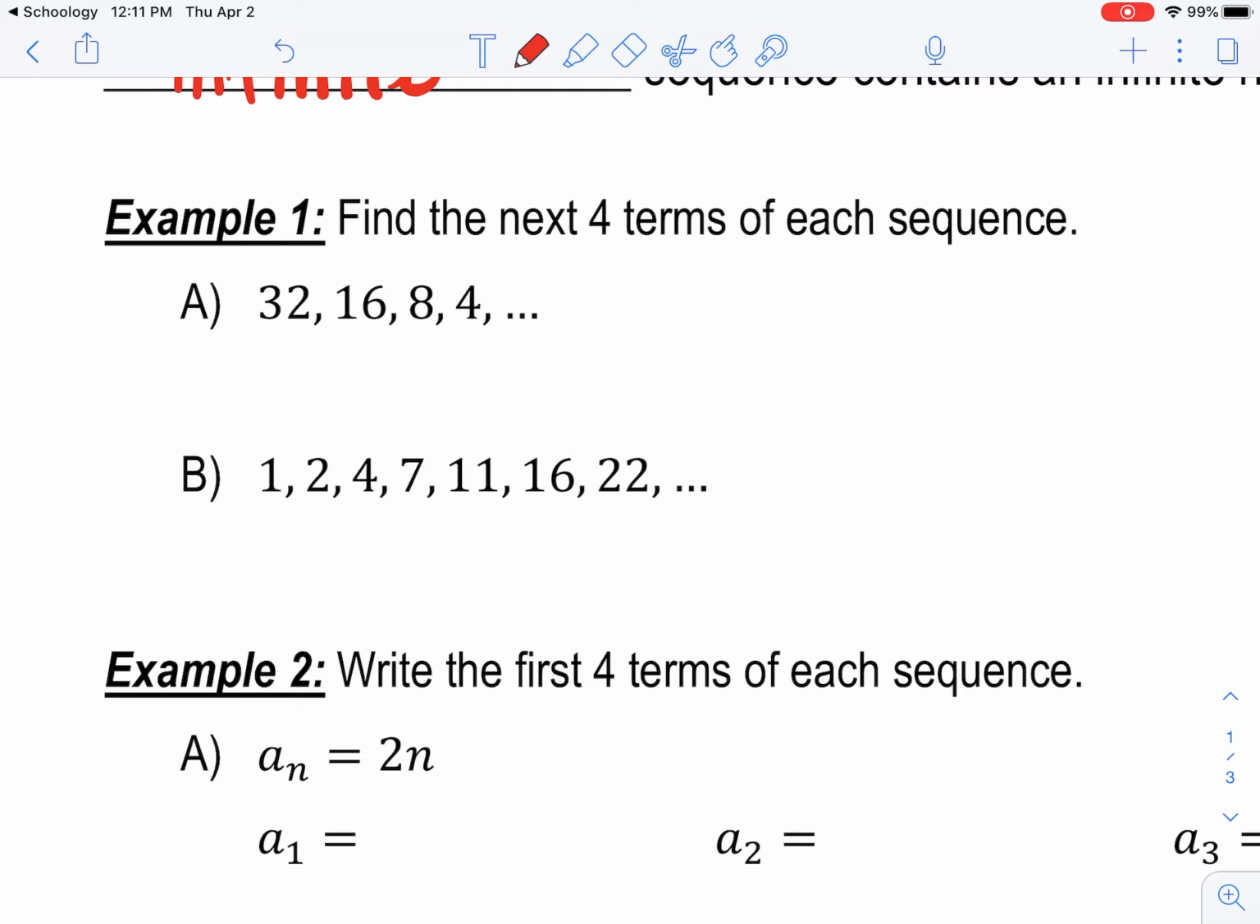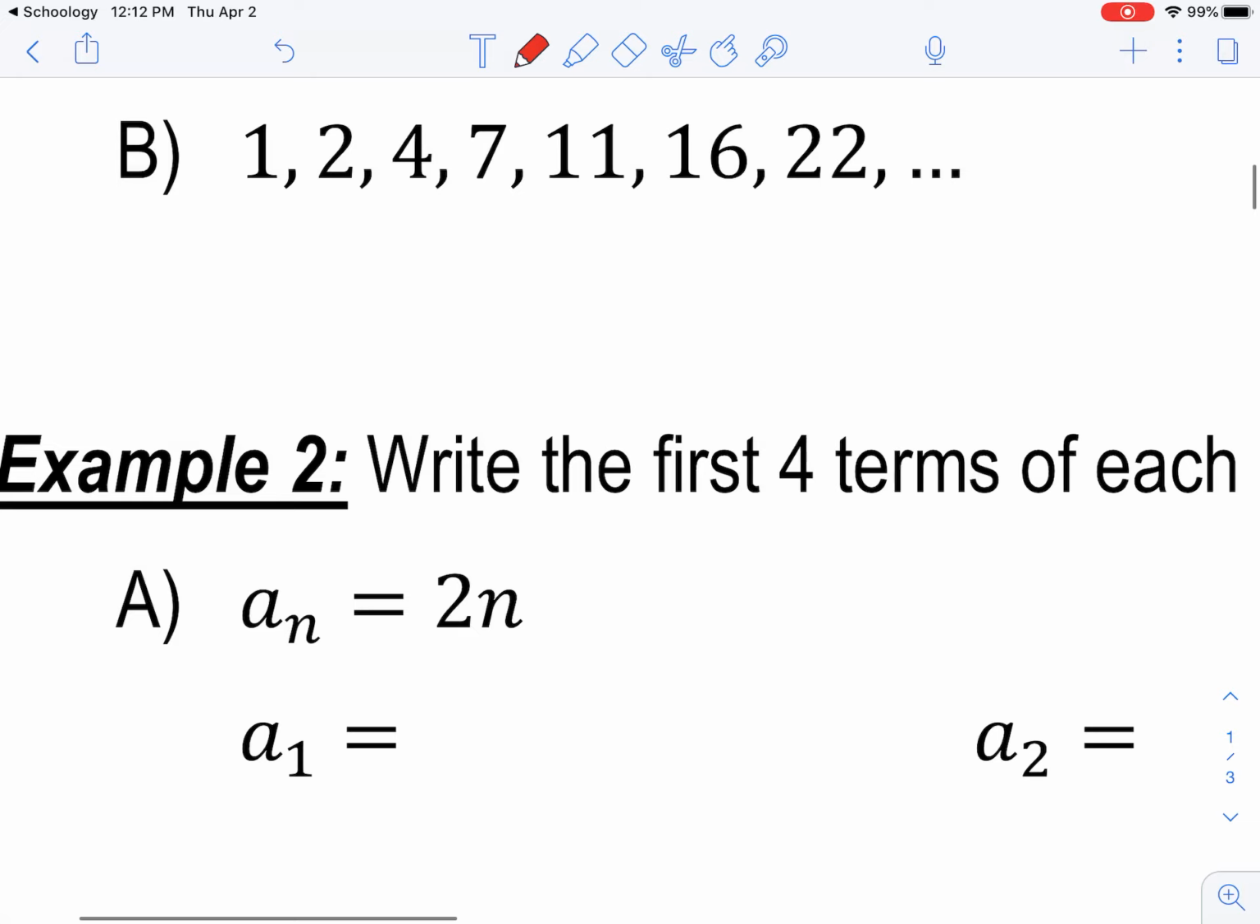Okay, so on A, what you should notice is that in order to get the next term, you would have to take half of the previous term. Half of 32 is 16, half of 16 is 8, half of 8 is 4, half of 4 is 2, half of 2 is 1, half of 1 is a half, and then half of a half is a fourth. All right, go ahead and try the next one.